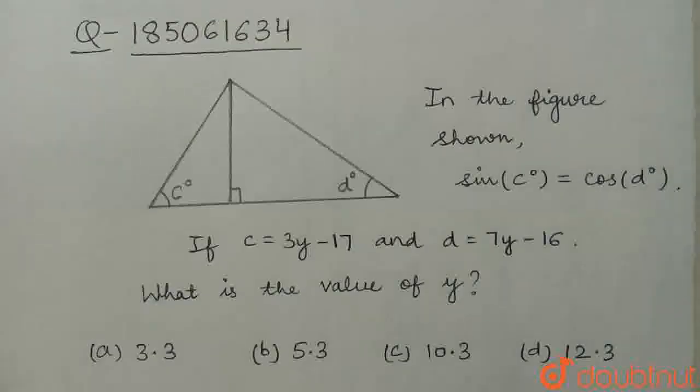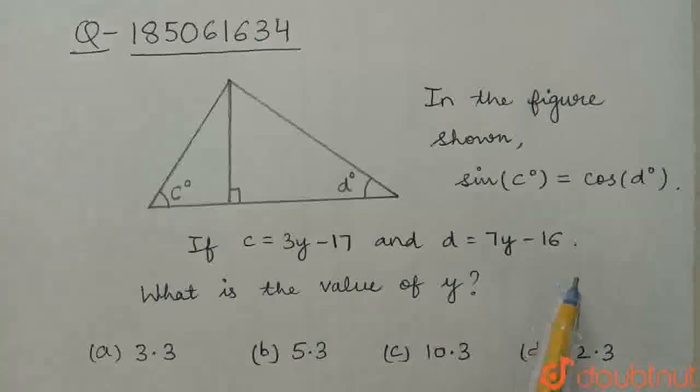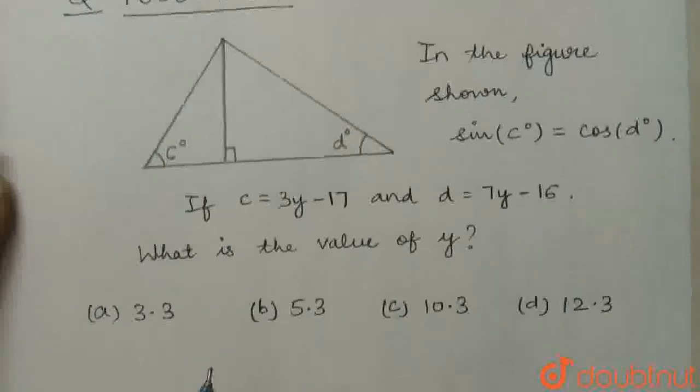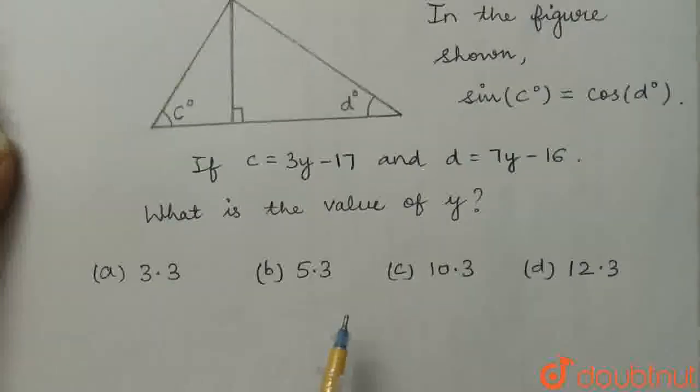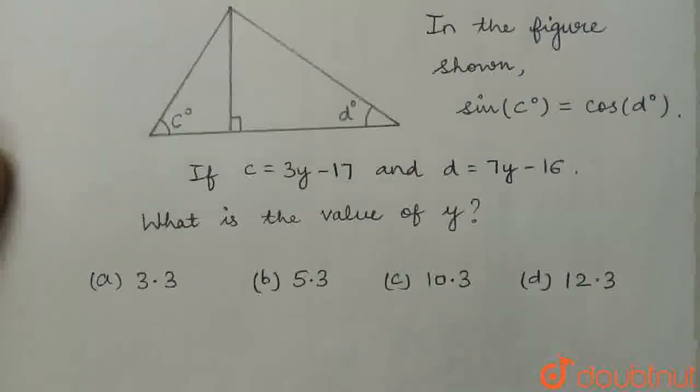Our question is, in the figure shown, sine of C is equal to cos of D. If C is equal to 3y minus 17 and D is equal to 7y minus 17, what is the value of y? And the options are A 3.3, B 5.3, C 10.3 and D 12.3.